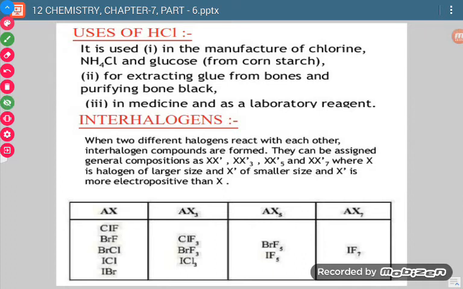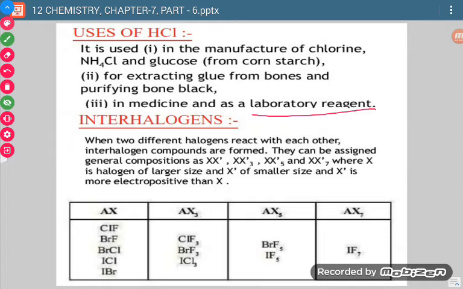Now, what are the uses of hydrochloric acid? It is used in the manufacture of chlorine, ammonium chloride and glucose. It is used for extracting glue from bones and purifying bone black. In medicines also it is used, and it is a very important laboratory reagent.